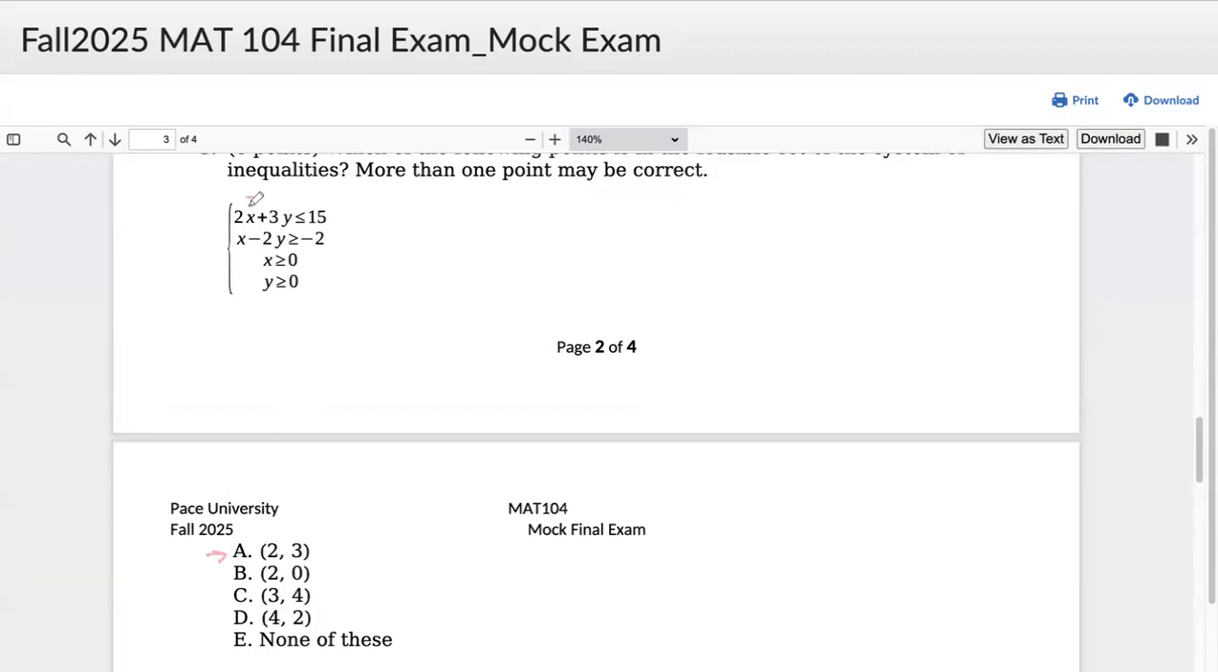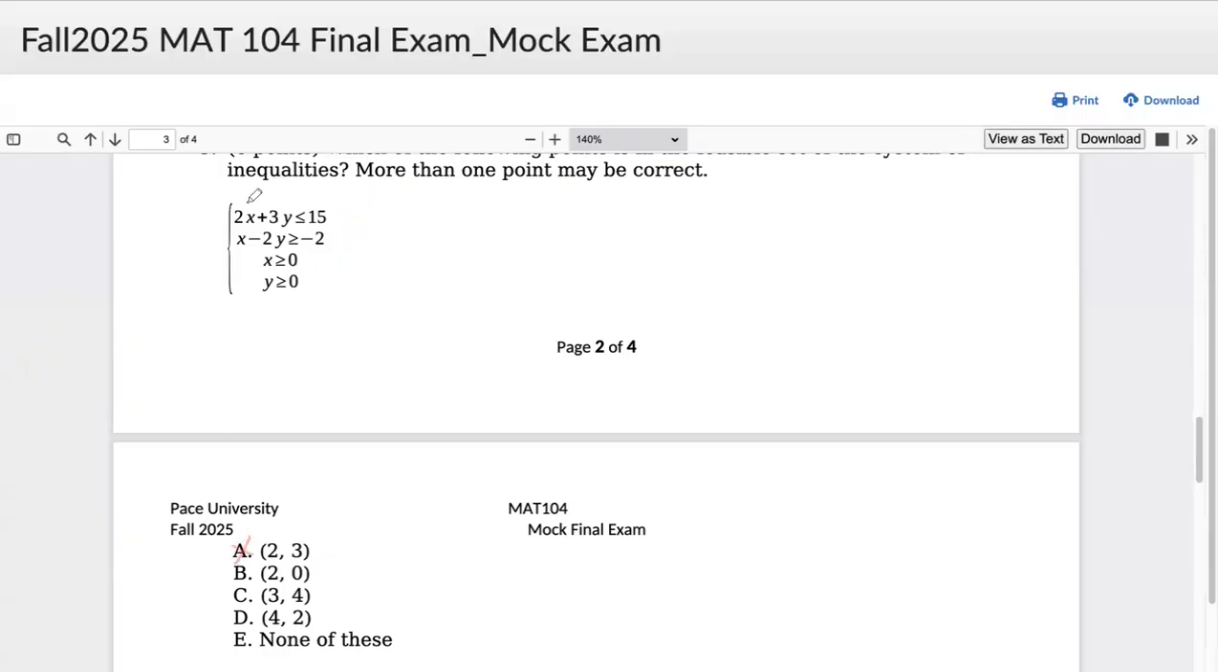X value is 2, Y value is 3. 2 times 2, 4. Plus 3 times 3, 9. So we get 13. Yes, 13 less than 15. Plug in the second one, we have 2 minus 6, which is -4. But -4 is not greater than -2. So it won't work for the second inequality. So A is not.